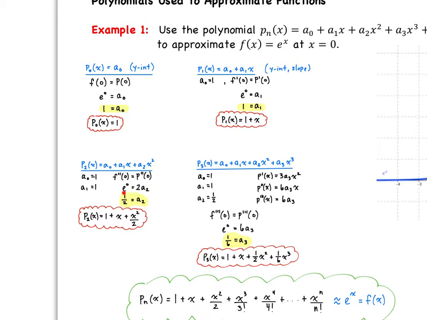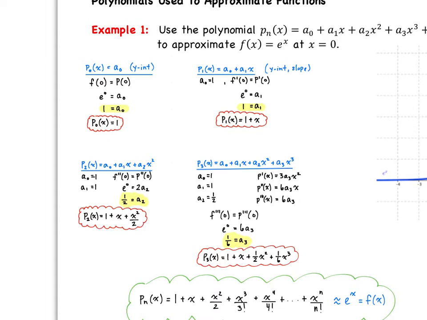So when we solve, e to the 0 is 1, we divide by 2, we get the a2 value. So then the second degree polynomial is going to be 1 plus x plus 1 over 2 x squared, or x squared over 2. Okay?